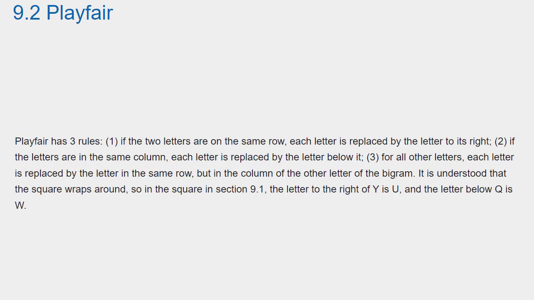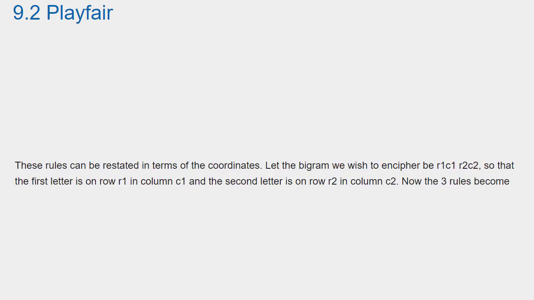Playfair has 3 rules. 1. If the 2 letters are on the same row, each letter is replaced by the letter to its right. 2. If the letters are in the same column, each letter is replaced by the letter below it. 3. For all other letters, each letter is replaced by the letter in the same row, but in the column of the other letter of the bigram. It is understood that the square wraps around, so in the square in section 9.1, the letter to the right of Y is U, and the letter below Q is W.